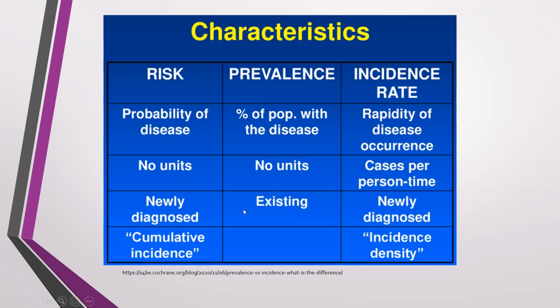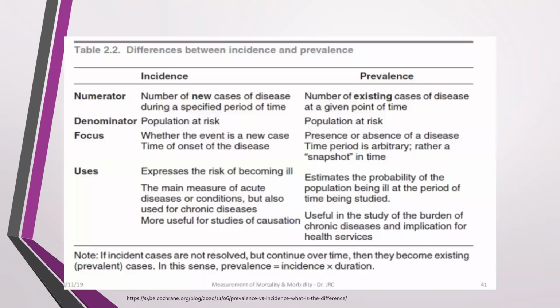Newly diagnosed cases exist in the prevalence, and they also exist in the incidence rates. For the cumulative incidence, which is known as the incidence density, we take the population at the start of the specified time period. Several differences: the numerator is the new cases for the incidence, whereas for the prevalence it is all the existing cases. The denominator in both is the population at risk.